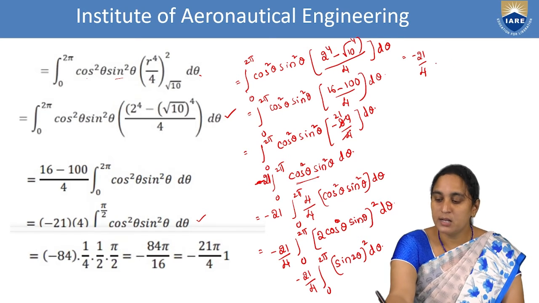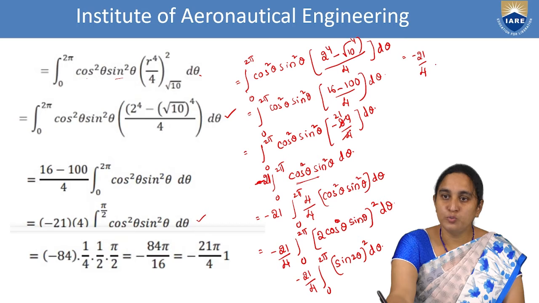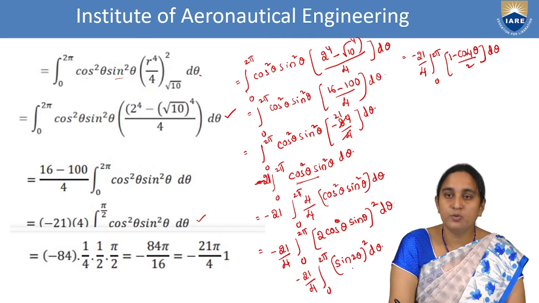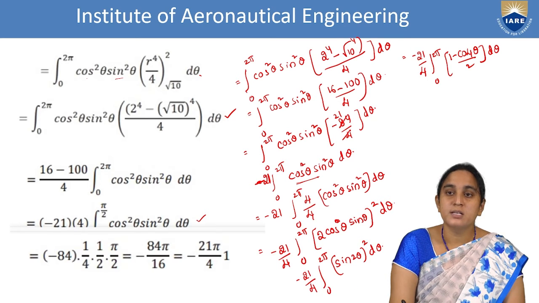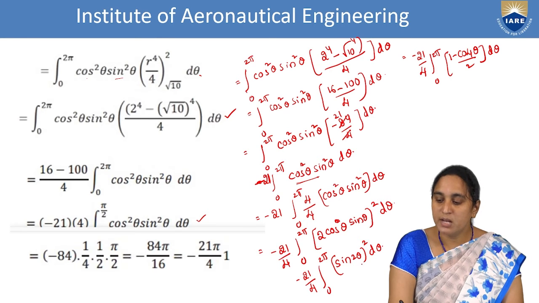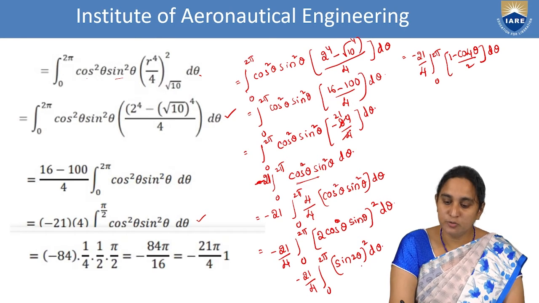Next step, here I am writing minus 21 by 4 into the direct formula for sin 2 theta whole square, that is integral 0 to 2 pi of 1 minus cos 4 theta by 2 into d theta. Already we know what the sin square theta formula is: 1 minus cos 2 theta by 2. Here, sin 2 theta whole square means from that I'll take 1 minus cos 4 theta by 2 form.